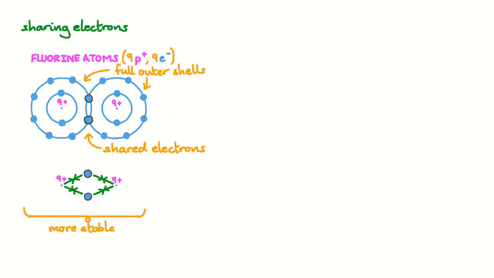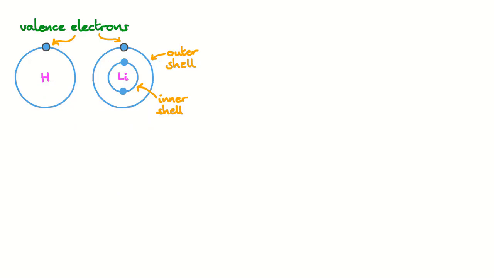Chemists have discovered that it's only electrons in the outer shell of atoms that are shared in covalent bonds. We call electrons in the outer shell of an atom or ion the valence electrons.